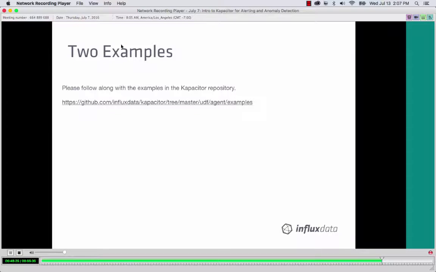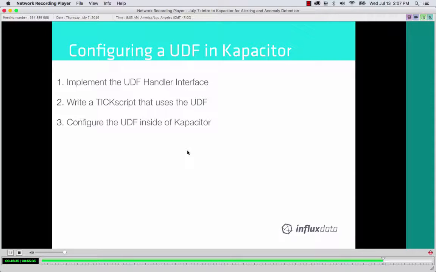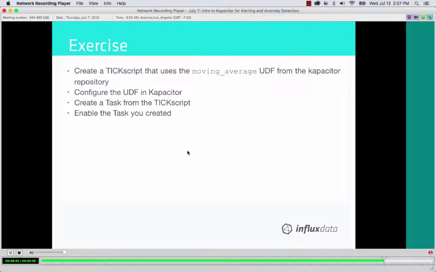There are two examples that we have in the Kapacitor repo here. I would highly recommend that you take a look at them. And once you've written your UDF, you're going to want to configure the UDF. So we're going to start here.